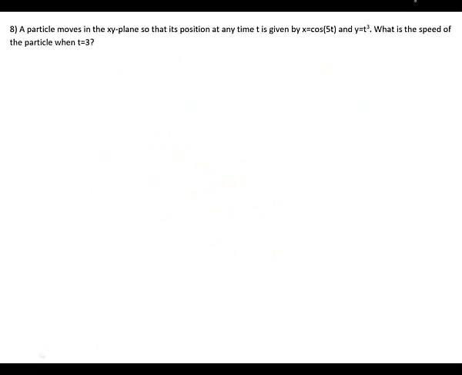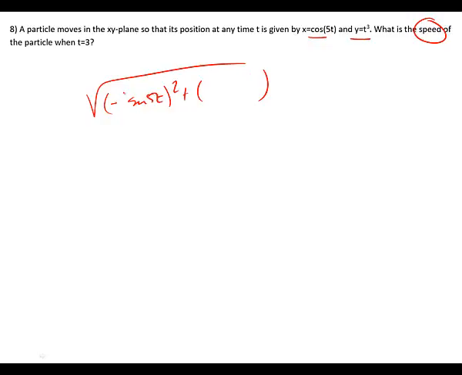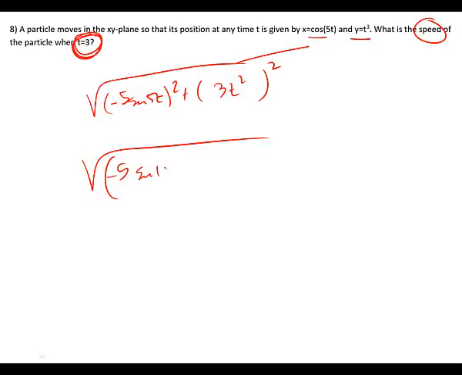Speed is magnitude, right? It says speed here. So your magnitude would be the derivatives of these guys squared and added together. So what's the derivative of cosine of 5t? And then chain rule gives you what out front? 5. And then the derivative of t cubed is? 3t squared, squared. And then it says I have to plug in a what? 3. So whatever you get in the calculator, sine of 15 squared plus 27 squared. I don't know what the answer is. I don't have that part written.